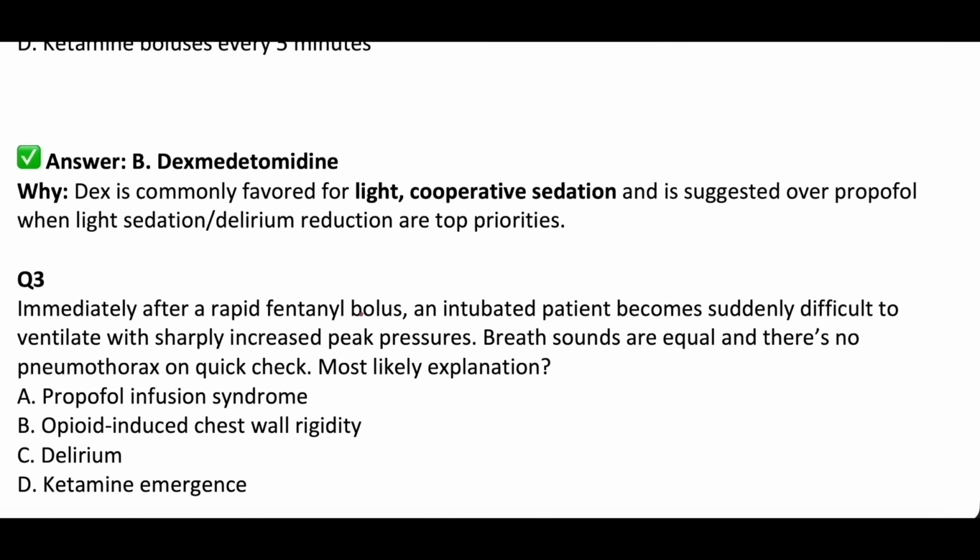Okay, question 3, the last question. Immediately after a rapid fentanyl bolus, an intubated patient becomes suddenly difficult to ventilate. Sharply increased peak pressures. Breath sounds, though, remain equal. There's no pneumothorax. What is the most likely explanation? A, propofol infusion syndrome. B, opioid-induced chest wall rigidity. C, delirium. Or D, ketamine emergence.